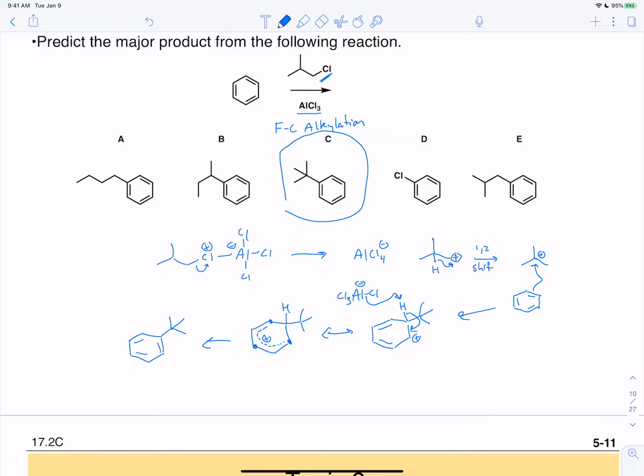So carbocations are something you always want to be looking out for. If we know the mechanism and know whether it goes through a carbocation or not, we'll know whether to expect a rearrangement.